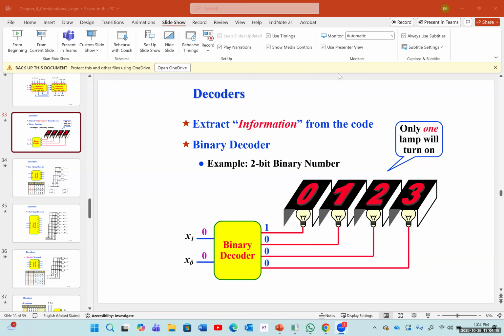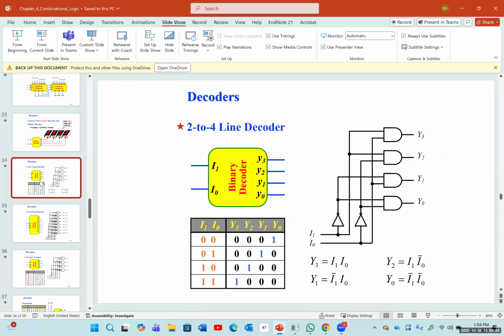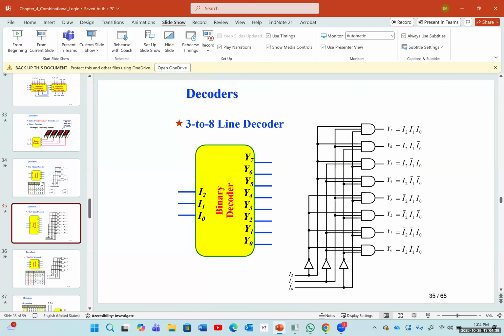In the previous class, we started with combinational logic circuits. We went through half adders, full adders, and decoders. Today, we will continue with combinational logic circuits, and we will go through encoders, multiplexers, and how to solve some problems using multiplexers and encoders.